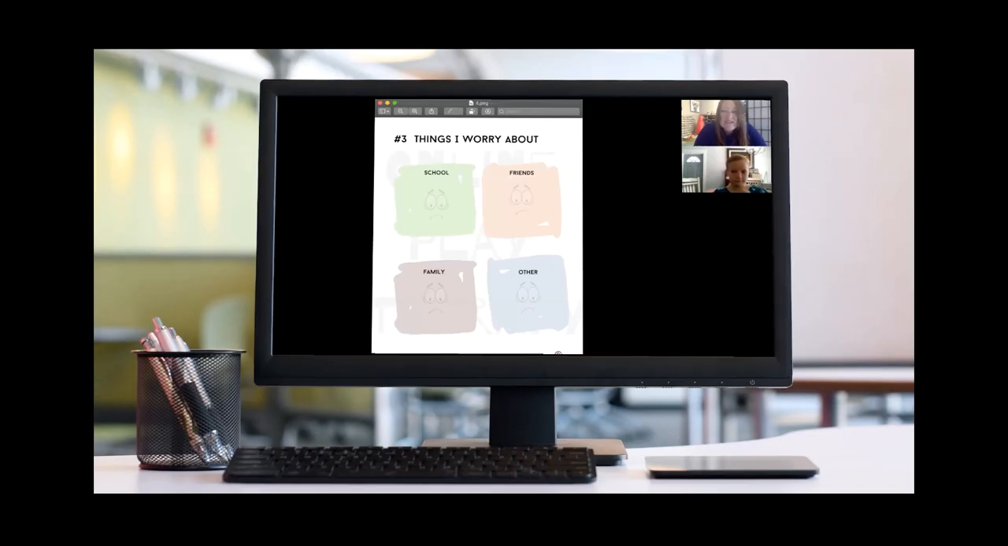Friends, family, or something else. When you think about this, what comes to your mind about things that you worry about sometimes? School.